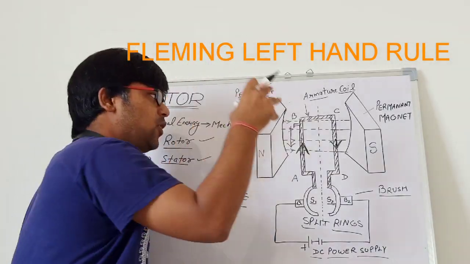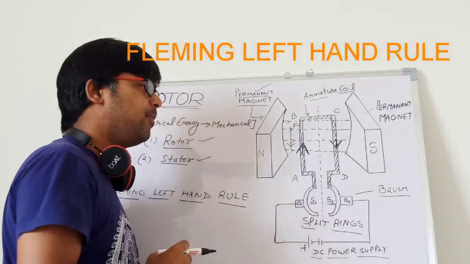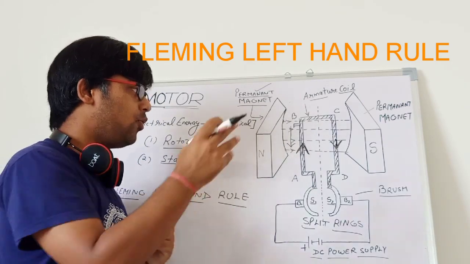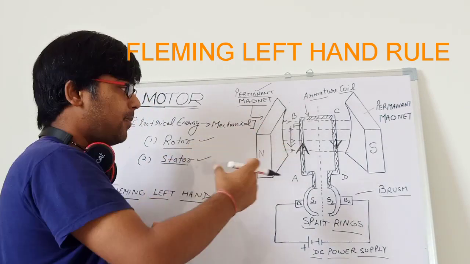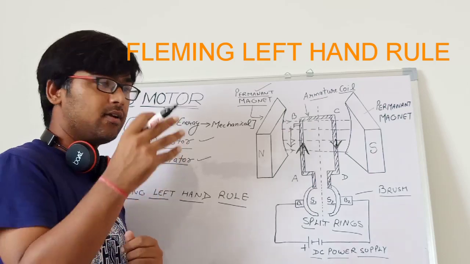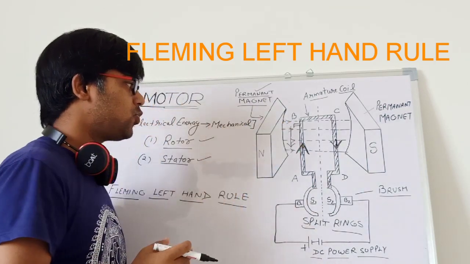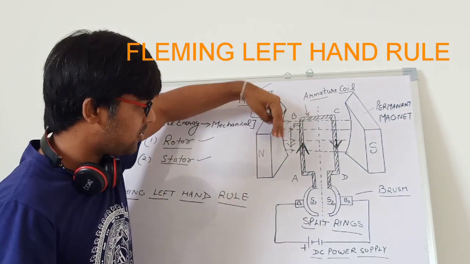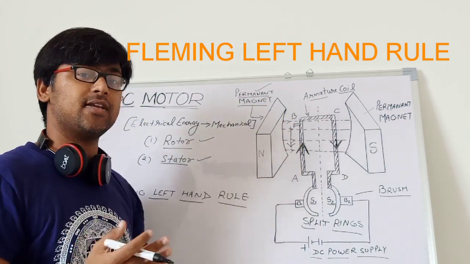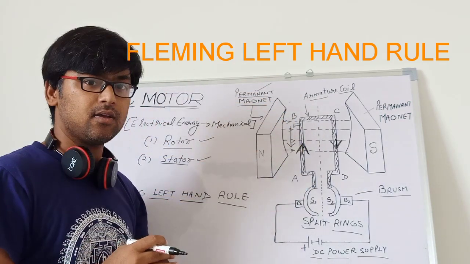Although it is towards the plane of paper, towards the plane of board, I am not able to draw it on the diagram because it is acting towards the plane of paper. So I am showing it as acting in the downward direction, but actually it is acting towards the plane of paper. Clear?